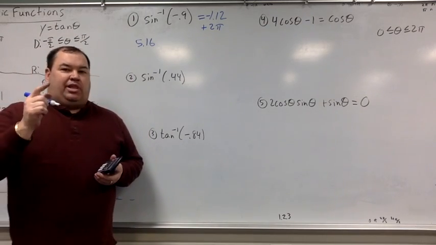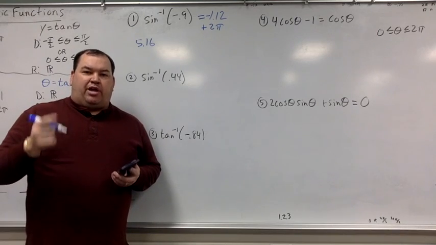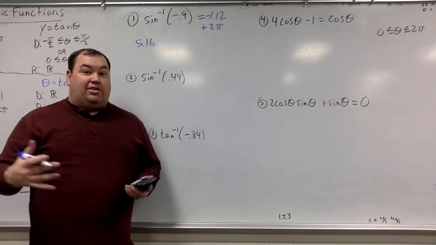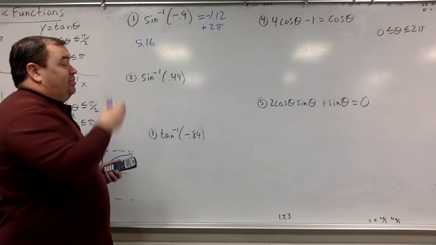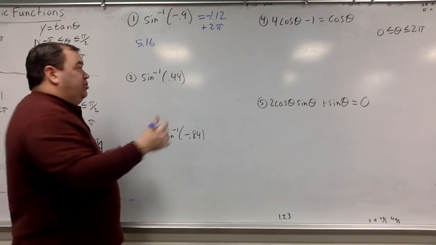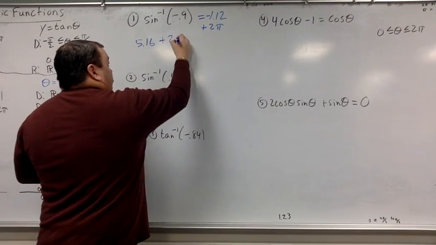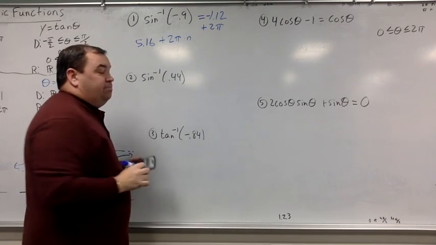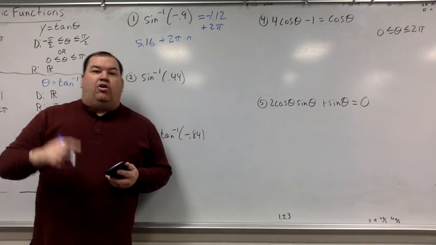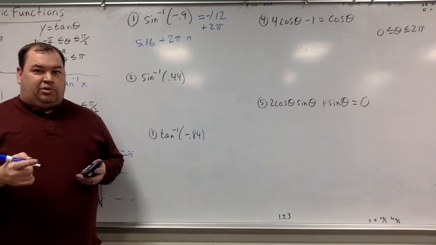Now I could keep doing that. I could keep adding 2 pi or subtracting 2 pi and find lots of answers to this, lots of angles that work. What we're going to do to simplify that is we're going to do this. That's going to cover all of those other ones that show up.